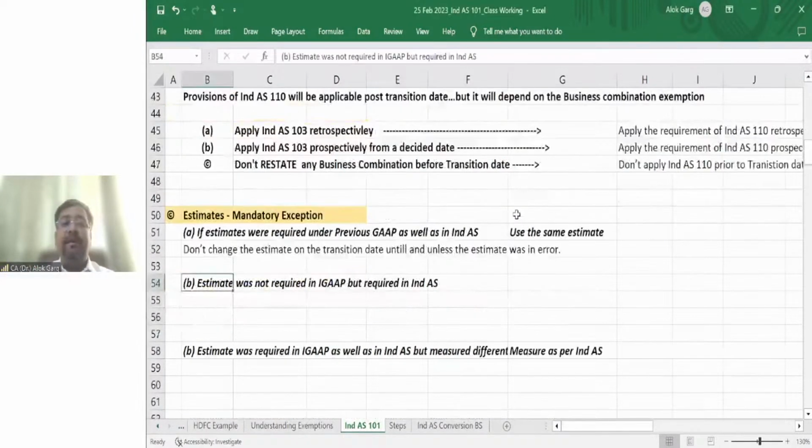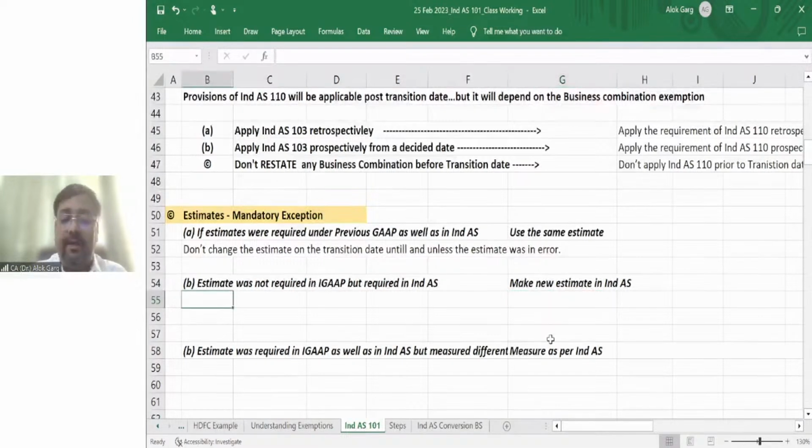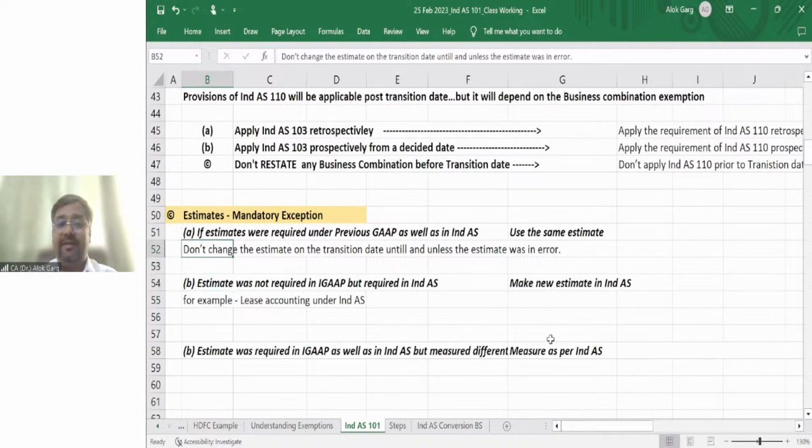Second, an estimate was not required in previous GAAP but is required in Ind AS. In that case, what will happen? Of course, if it was not required in previous GAAP but is required in Ind AS, then make a new estimate in Ind AS. You are required to do that. What is the example? Lease accounting under Ind AS. You need to estimate the lease term. You need to estimate the discount rate, right?